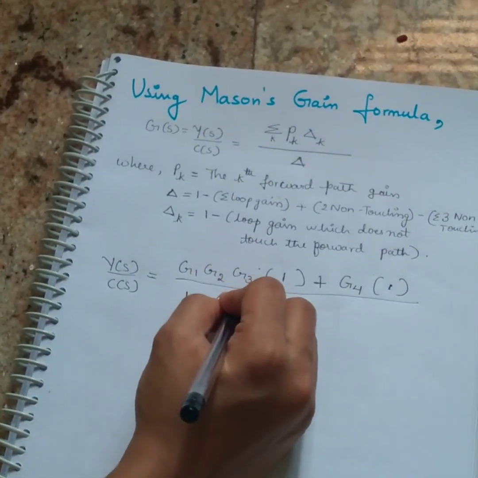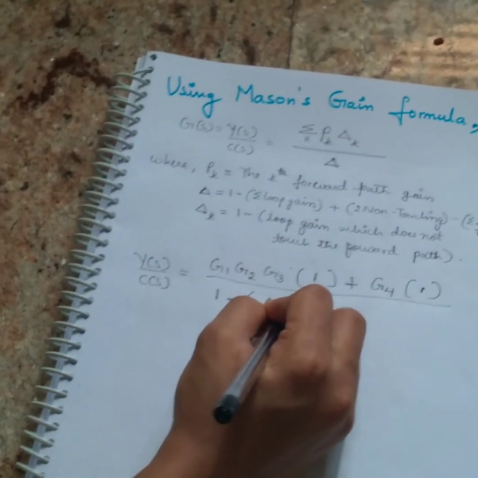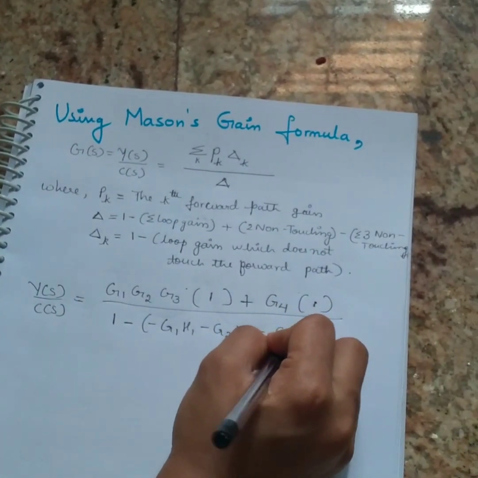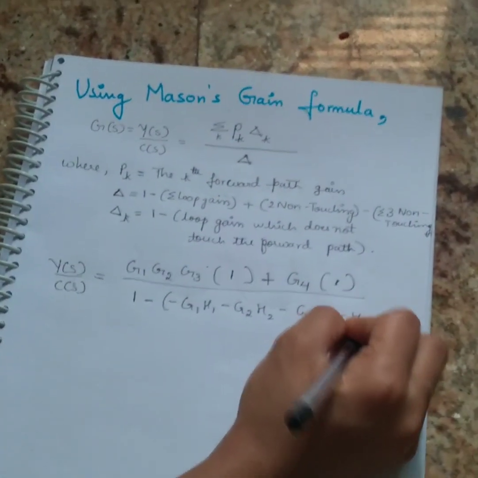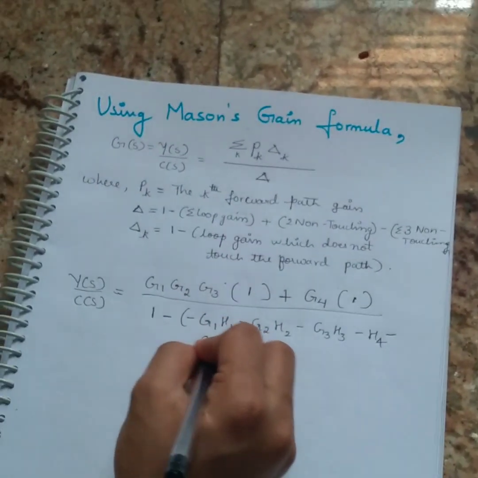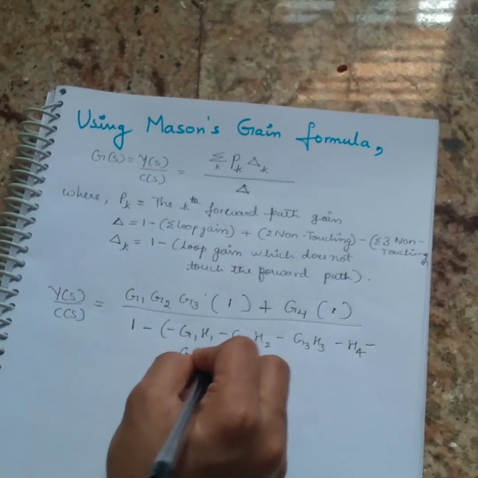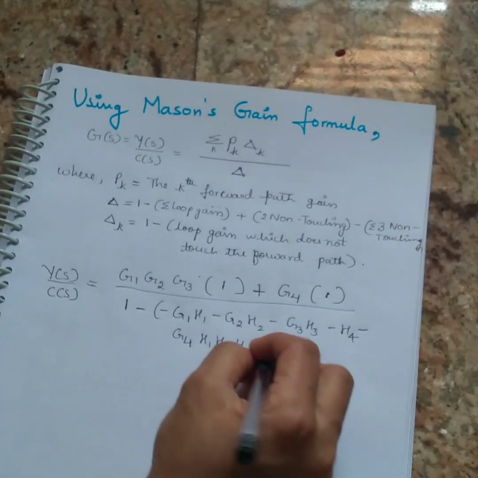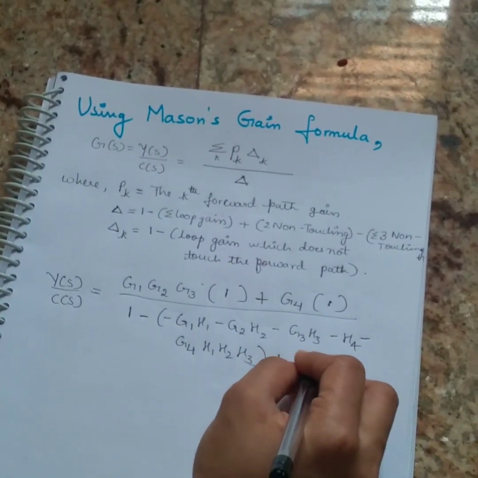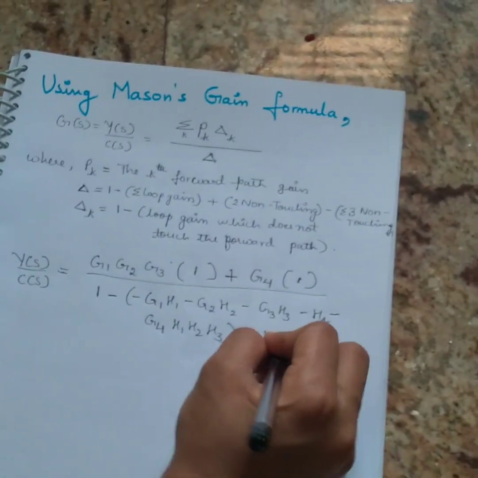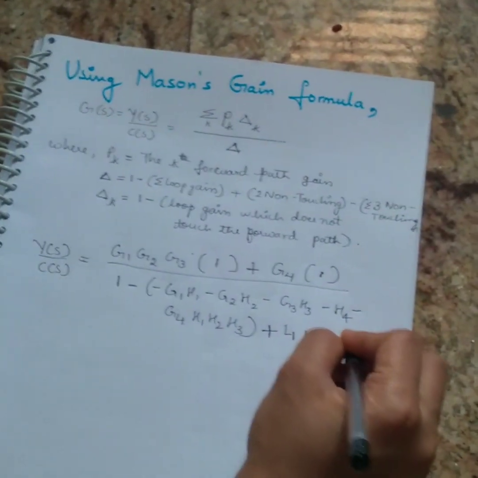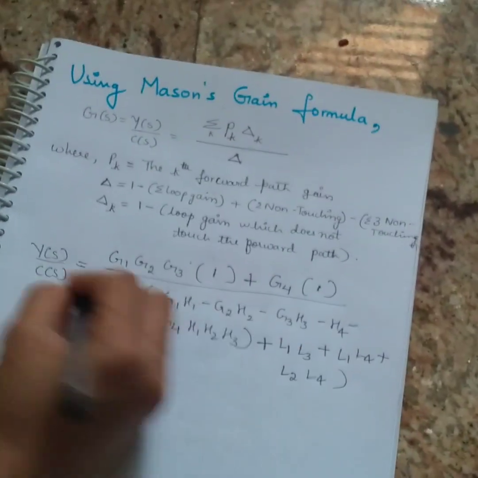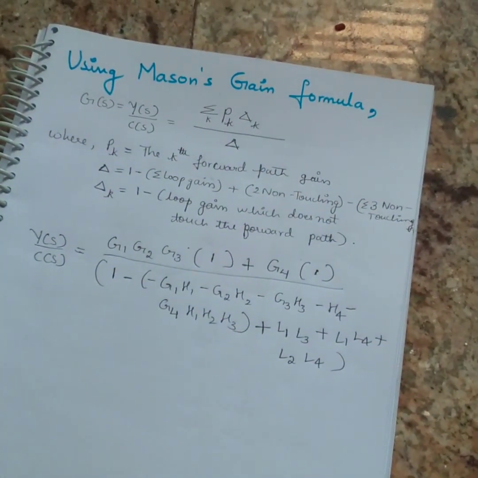Minus G1 H1, minus G2 H2, minus G3 H3, minus H4 and minus G4 H1 H2 and H3. This is for the loop gains, and for the two non-touching loops it is plus L1 L3 plus L1 L4 plus L2 L4. There are no three non-touching loops, so that is not there.